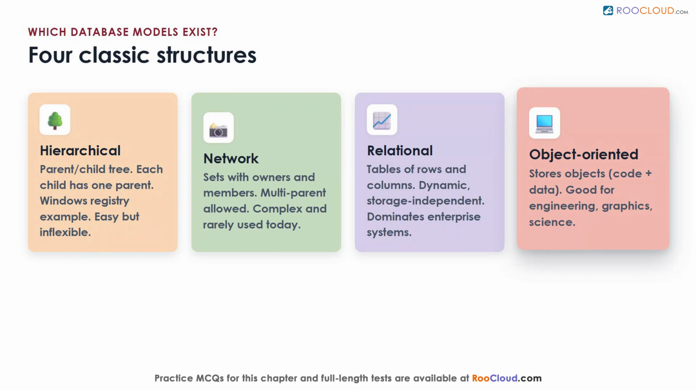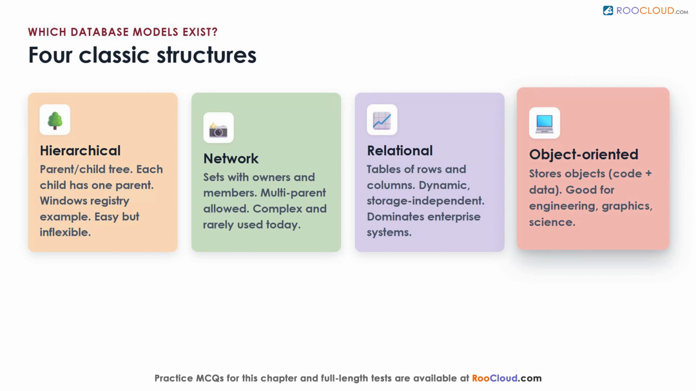Start with the hierarchical model. It arranges data as parents and children, like a family tree. Each child has exactly one parent. So expressing multiple parents forces you to duplicate data. It is easy to build and search when relationships are truly tree-shaped. The Windows registry is a familiar example.